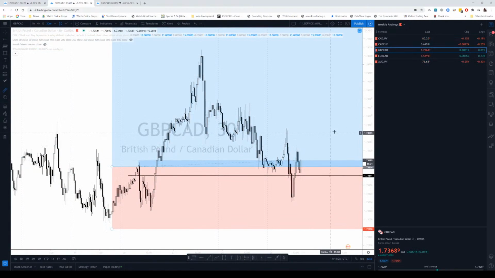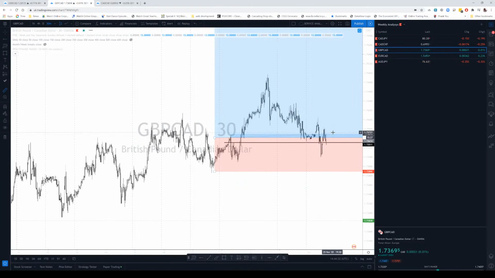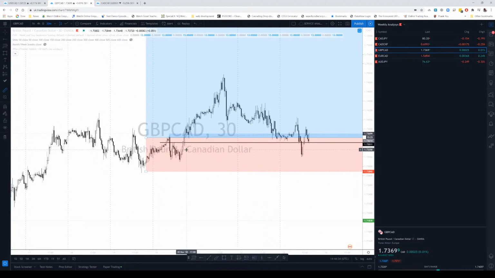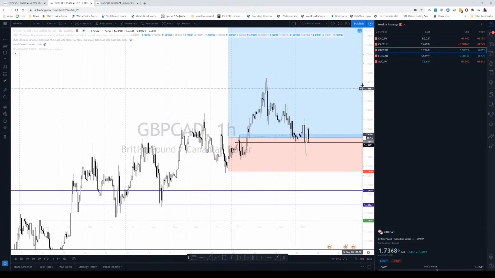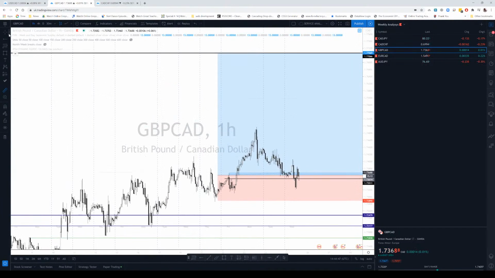Pound CAD, we do have this trade that is running. We've just rejected. It went down more than I expected it to do, but we've rejected. So I'm expecting a continuation to the upside. We have seasonal with us on this trade, so we should see a continuation to the upside.